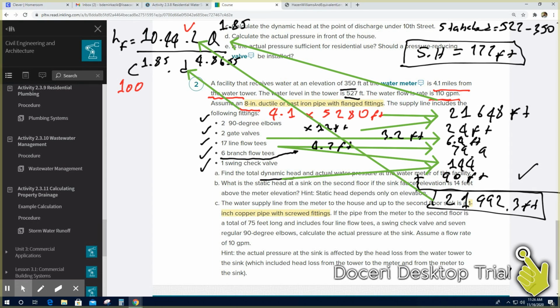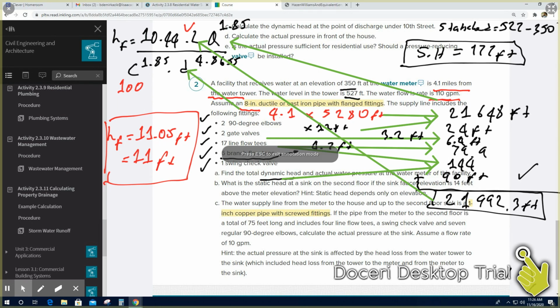So when you plug in all the values on the formula, HF equals 11.05 feet, or let's say 11 feet. Okay, that's the head loss. Okay, now is it completed? No, because the question says calculate the dynamic head.